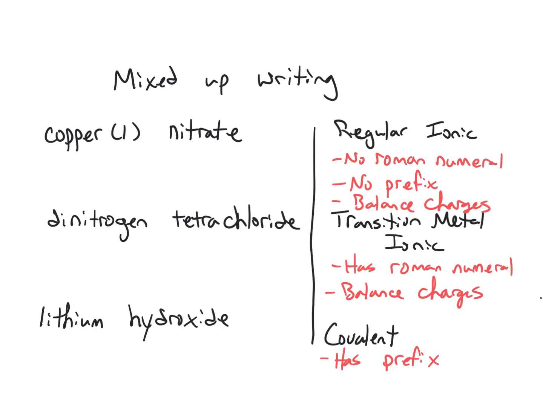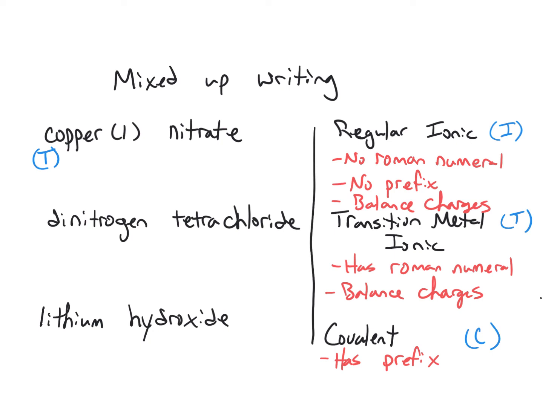So let's take a look at some of the examples that I've written down on the left-hand side of the screen here. Once again, I'm going to identify each as regular ionic, transition metal ionic, or C for covalent. Now as I look, I see copper 1. Oh, that's a Roman numeral. Dead giveaway that I'm looking at a transition metal ionic. So I put a little T here next to this one.